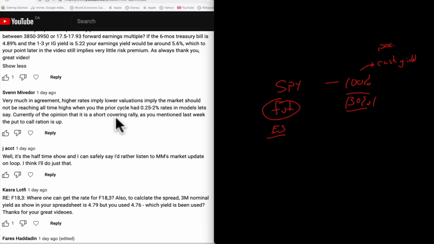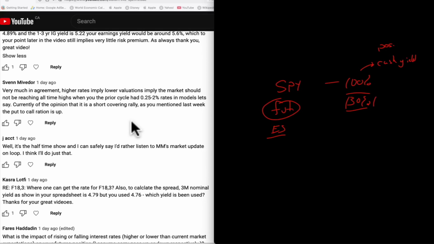Very much in agreement. Higher rates imply lower valuations, imply the market should not be reaching all-time highs when the prior cycle had 0.25 to 0.2 rates in models. Currently of the opinion this is a short covering rally. Yeah, because it's not showing conviction really. I mean, the volume is lackluster.